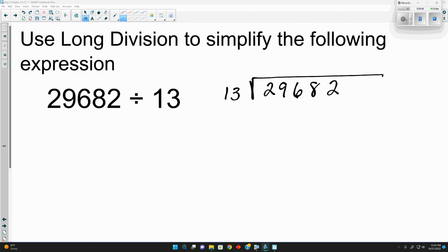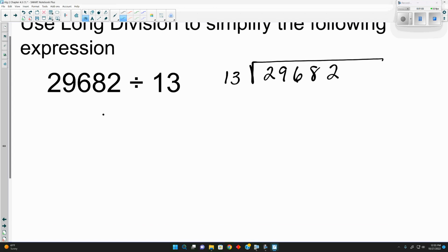Whenever we divide two numbers using long division, the first thing we're doing is trying to simplify these numbers out. So we need to see what times 13 gives us 29. We know it's not going to be 1, so we can try 2. 2 times 13 is 26, and that is definitely close to 29. So we'd put a 2 over the 9 and put 26 underneath. Then we would subtract. 29 minus 26 is going to be 3.